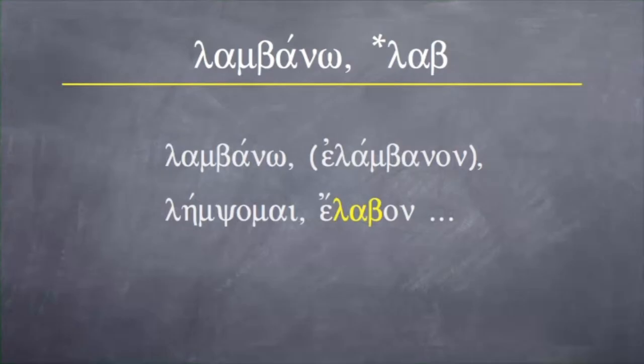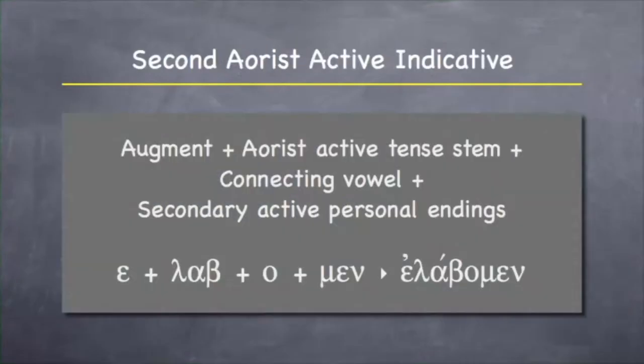And so the second aorist of lambano is formed from the root lob, and you get elebon. And so that's what the master verb chart tells us. You form the second aorist active indicative with an augment, the aorist active tense stem, which is normally an unmodified version of the root, the connecting vowel and secondary active personal endings, and you get elabomen.